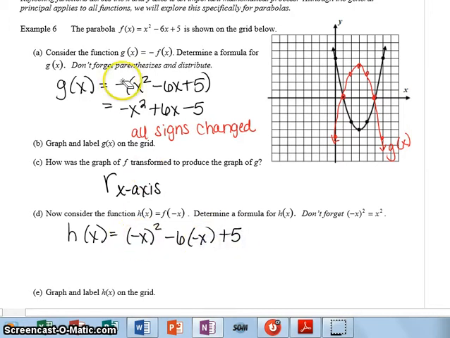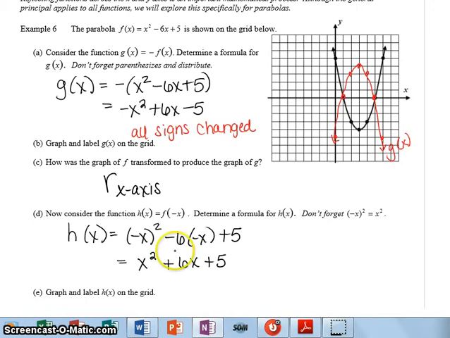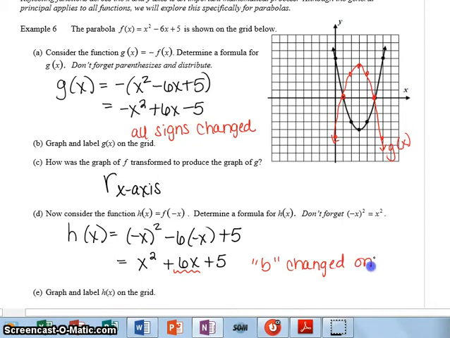So before, up in part A, it kind of distributed everything and everything changed. But now look what happens here. X squared still stays x squared, but your b changes signs. Because my negative times my negative was positive, so only my b sign changed. So b changed only. Okay?